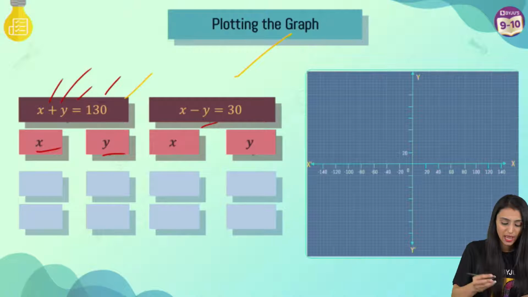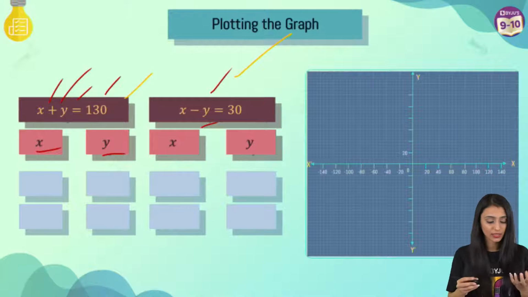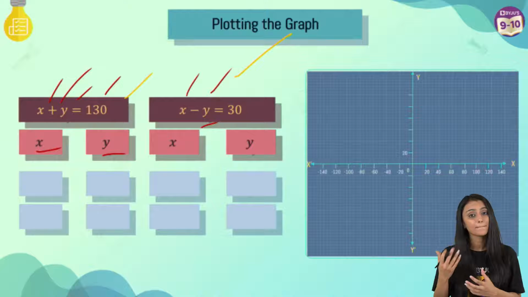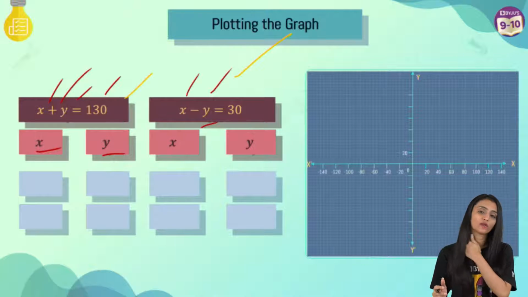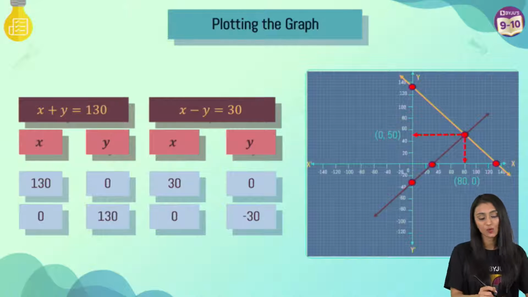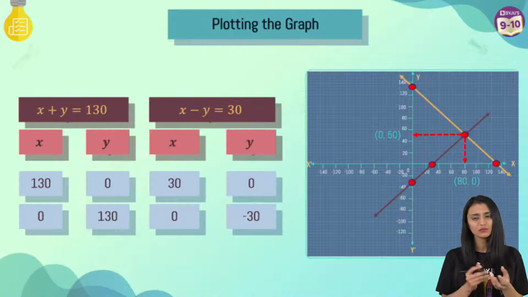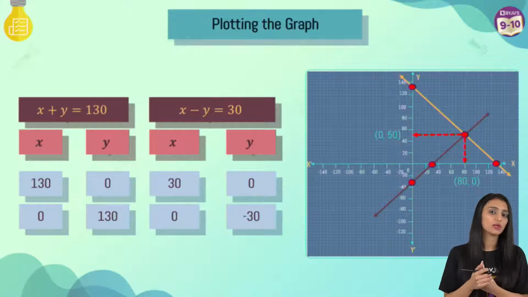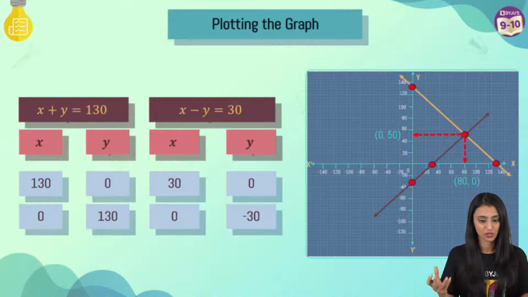Similarly here as well. If I put y as 0, so x would be 30. If I put x as 0, y would be minus 30. See, it's not always that you can put one as 0 and get the value of the other. Sometimes the equations would be in such a way, the digits would be in such a way that you have to pick some different numbers.